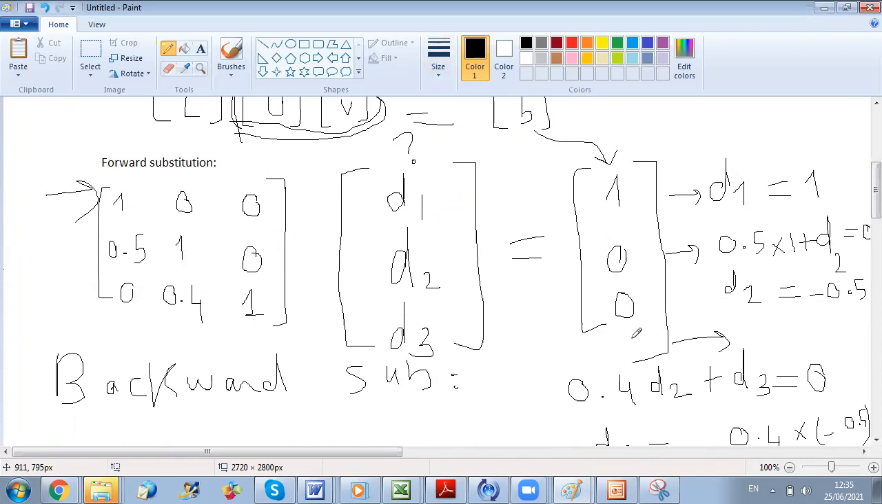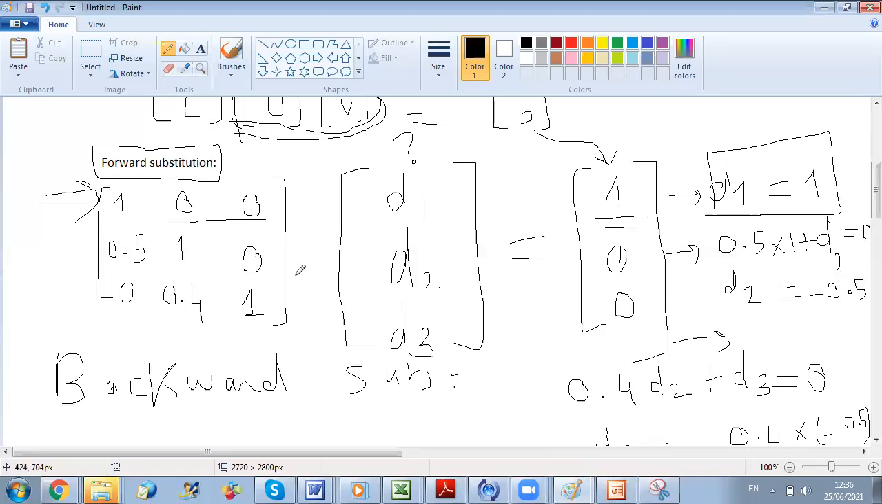Now to solve for D1, D2, D3, all I have to do is the forward substitution. Why do we call it forward? Because I start by solving the first equation, which directly gives me D1, since these coefficients are 0. I'm dealing with the lower triangular matrix, so I have zeros here. So for the first equation I get 1 times D1 plus 0 times D2 plus 0 times D3 equals 1. So D1 is equal to 1.